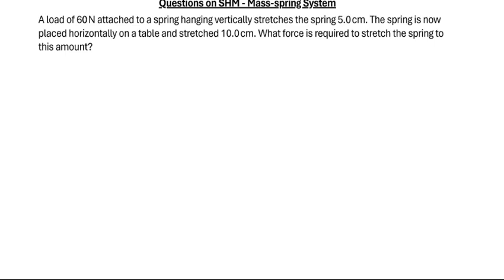Okay, this next question. They said a load of 60 newton is attached to a spring hanging vertically. All right, we have a spring like this, and a mass is attached, a load is attached to it vertically, 60 newton. It stretches this spring 5 centimeter, which means when this was attached to it, it stretches this spring with this amount. So we know that our displacement or our amplitude is 5 centimeter.